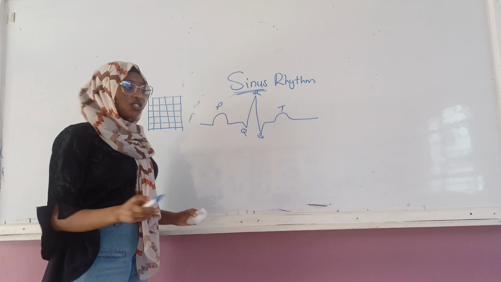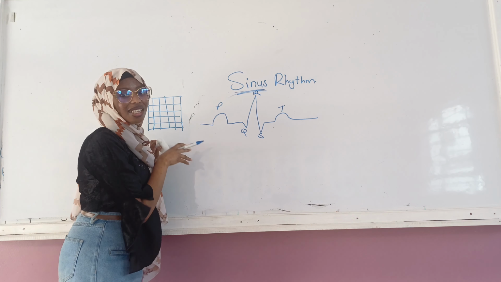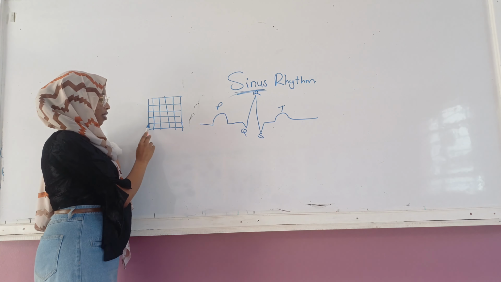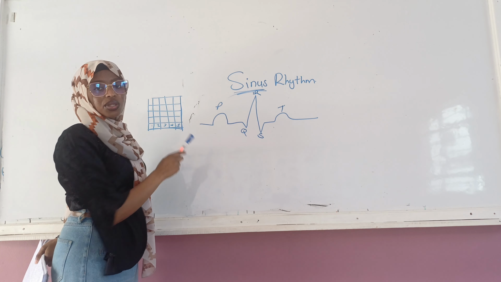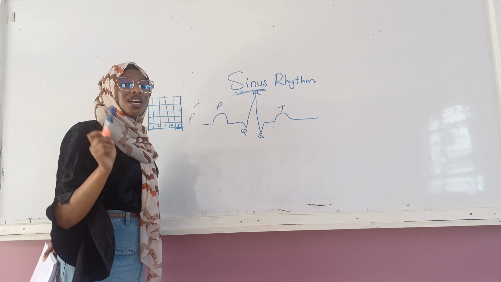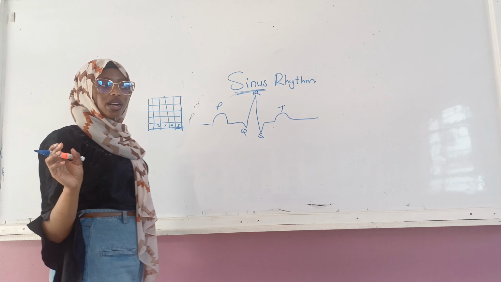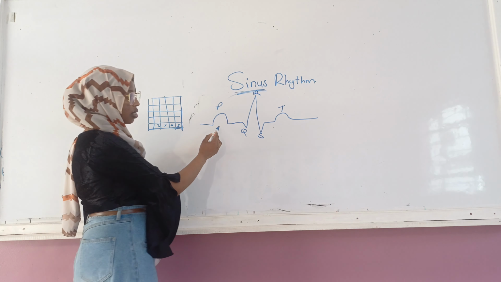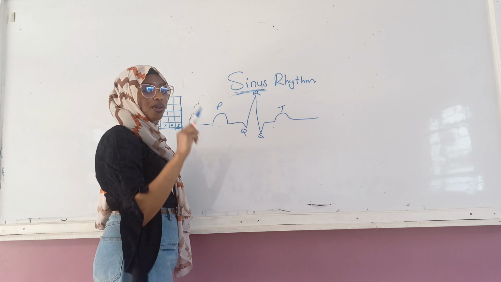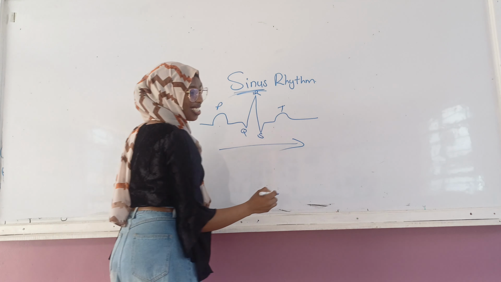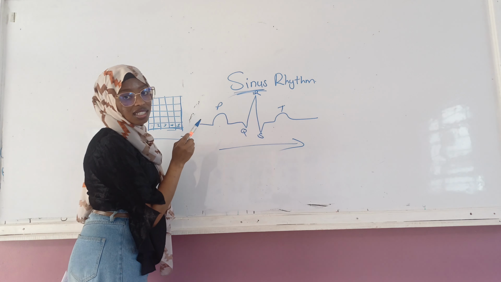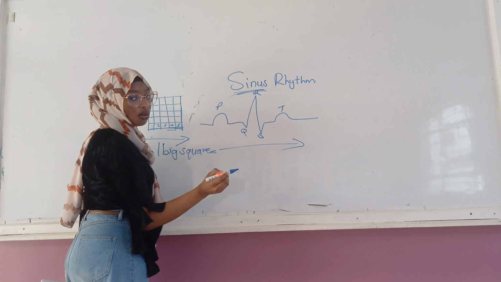Speaking of the graph, there's usually the big square. Inside the big square, there are 5 small squares. Understanding how these small squares and big squares are interpreted is going to help you calculate the heart rate. It's also going to help you understand if these waves are normal or abnormal. The axis that goes like this is not the x-axis. This lower side is really the second. 1 big square is equal to 2 seconds.